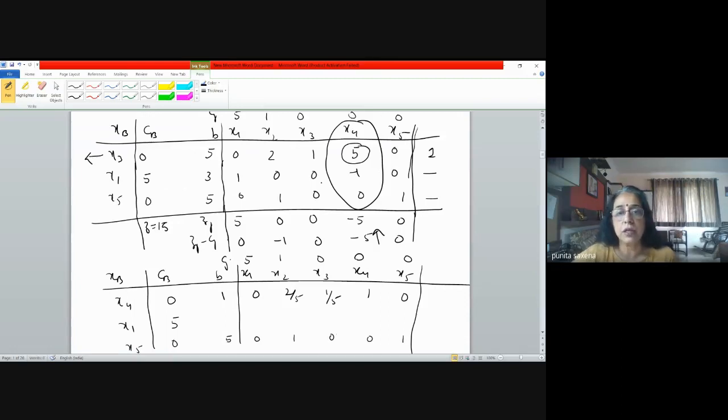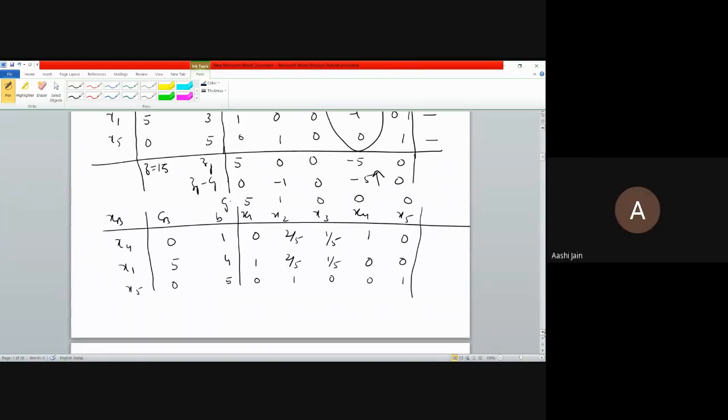Now I have to change R2. And what do I have to do in R2? Make this minus 1, 0. So basically what we have to do is change R2 to R2 plus new R1, right? So it becomes 3 plus 1, 4, 1, 2 by 5, 1 by 5, 0 and 0. Is that right? Yes, ma'am.